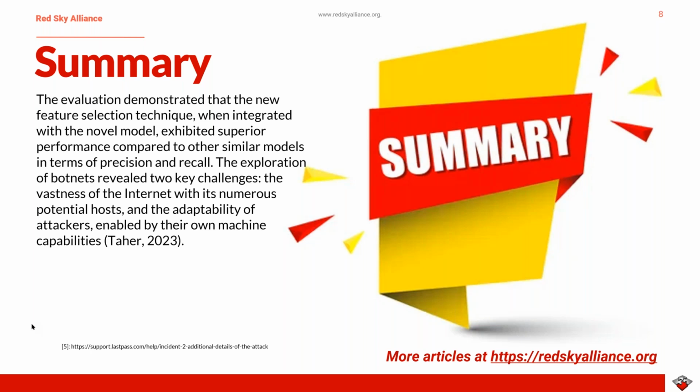And then the second section examined the overall model of both the FGOA-KNN and the IHHO-NN. So the evaluation of all of this revealed that the new feature selection, when employed in conjunction with the new model, outperformed all related models in terms of prediction and recall. So as we delved into the realm of botnets, they encountered two fundamental challenges. So the internet encompassing numerous potential hosts and the flexibility bestowed upon individuals and smaller groups of attackers by the capabilities of their own machines.